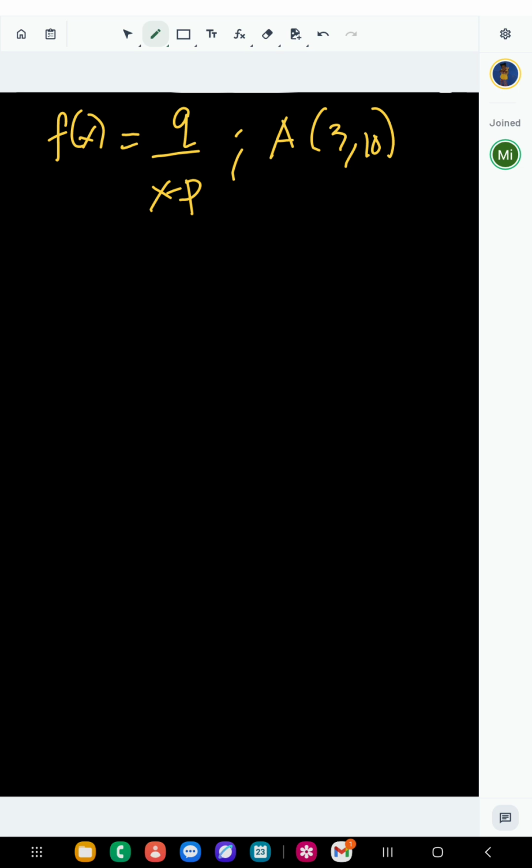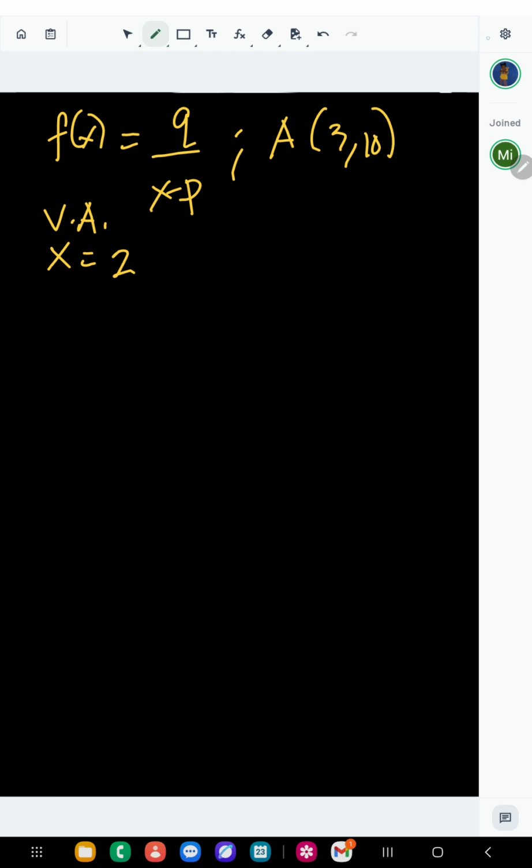So what is CD there? That one is a vertical asymptote, so x is equal to, what's that? 1, 2, 3, at 2. It's too blurry. And it says the curve passes through point (3, 10). Okay, it's indicated there. Find the values of p and q.